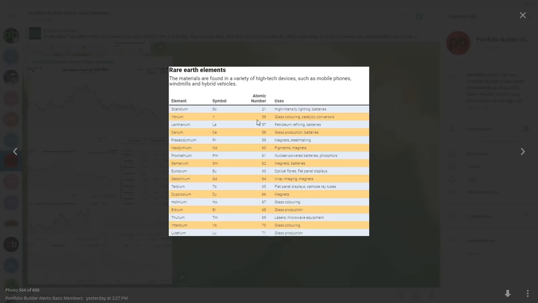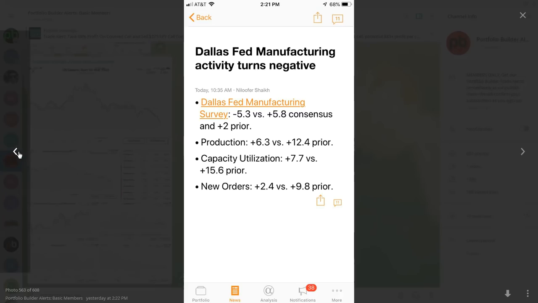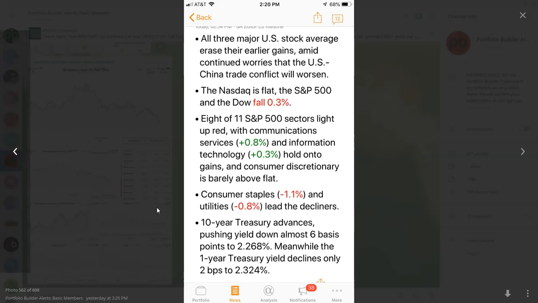Here's a little list of the rare earth metals if you want to pause it and zoom in on it. Dallas Fed manufacturing turning negative. All of this is due to the trade war escalating.